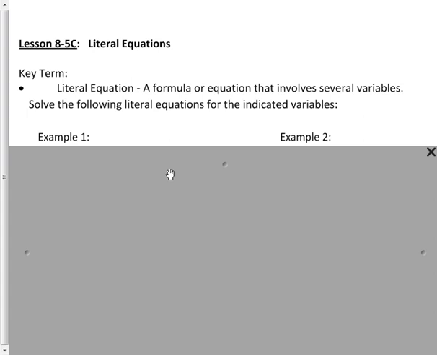So for the key terms here, what is a literal equation? It is a formula or equation that involves several variables. And what we're going to do is solve the following literal equations for the indicated variables.